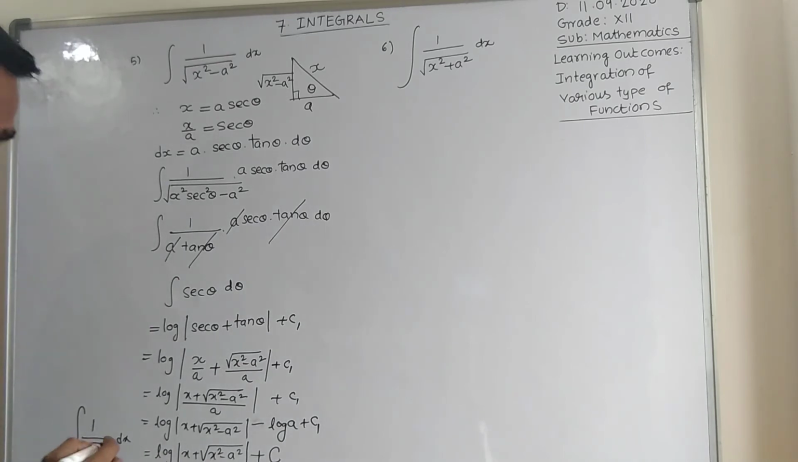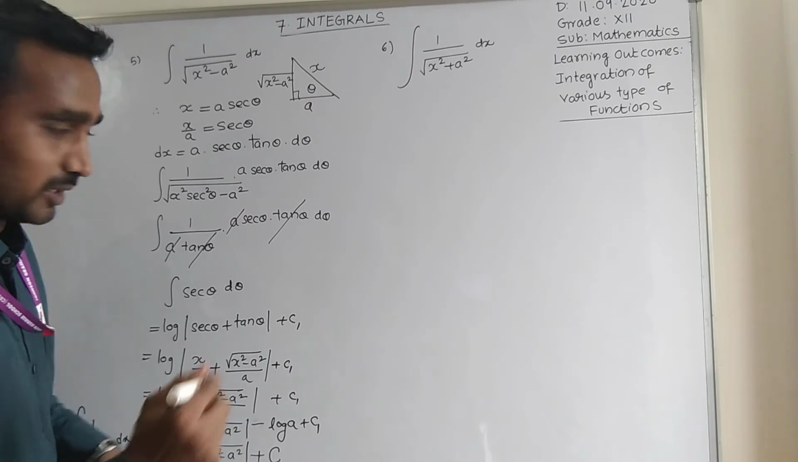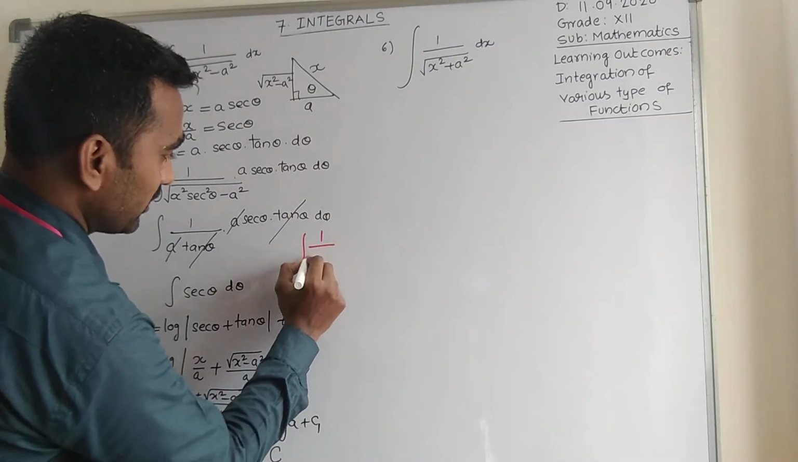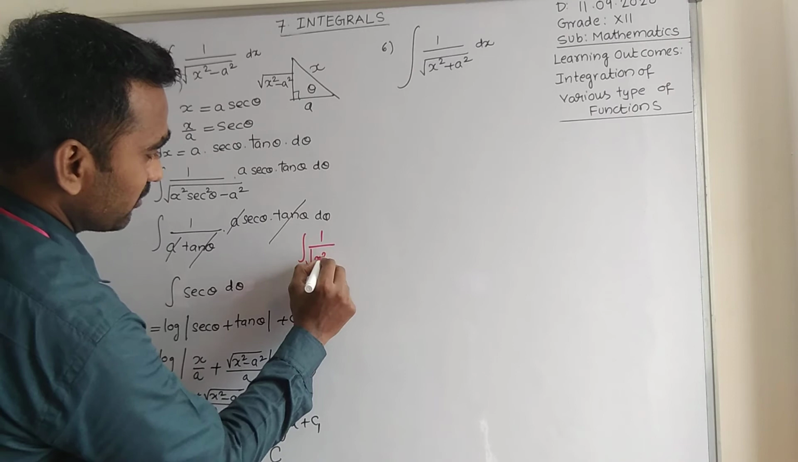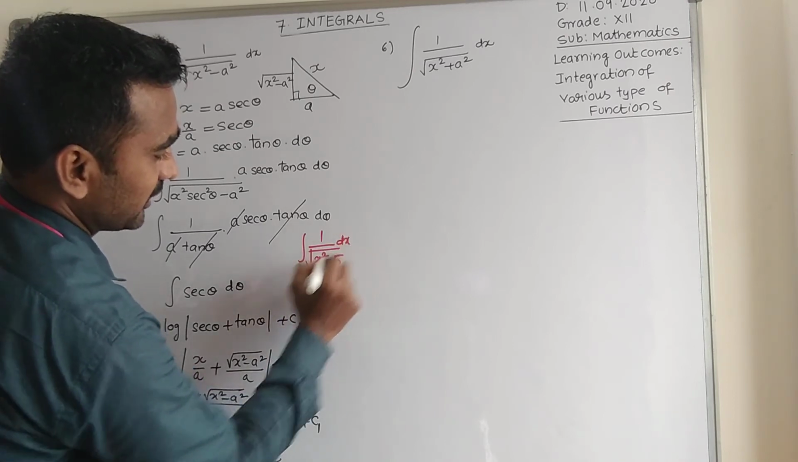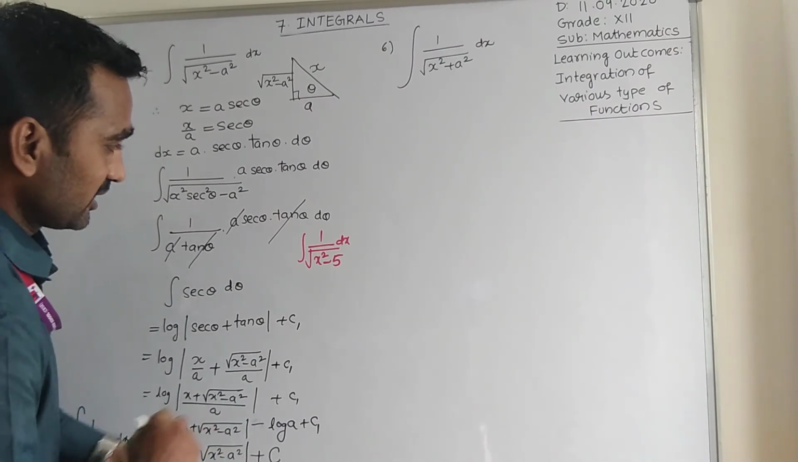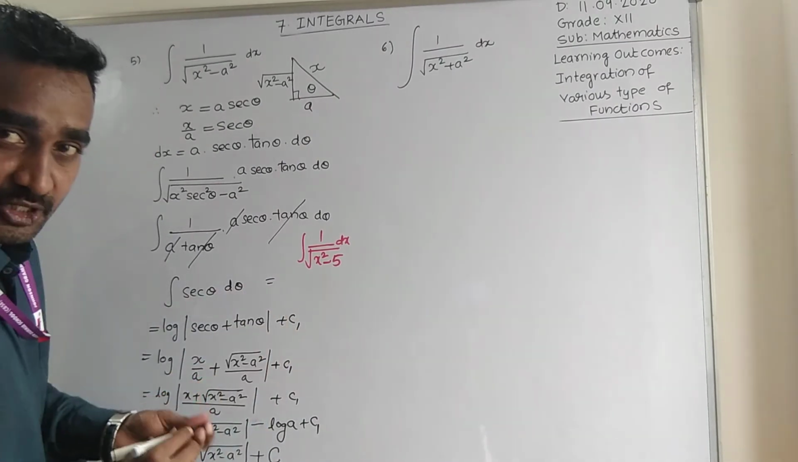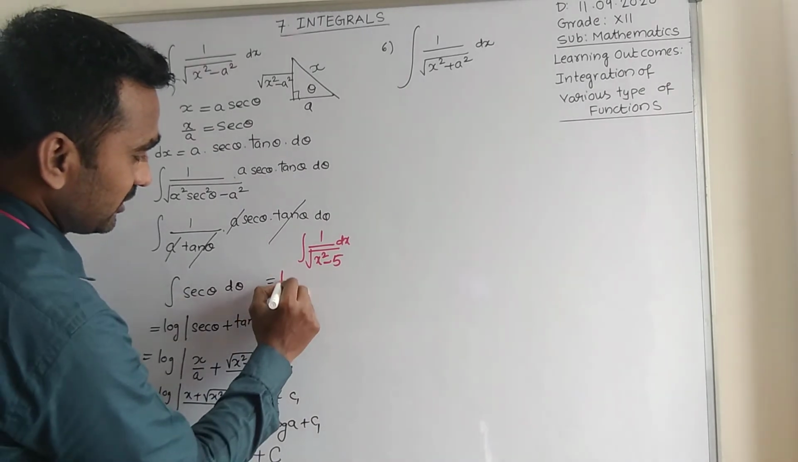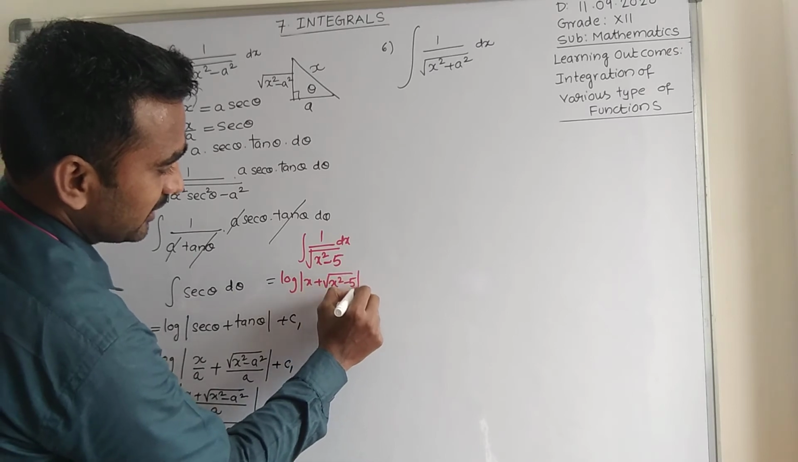Yeah students, one example here. One question is integration of 1 upon root over x square minus 5 dx. Okay, one example: this answer is equal to logarithm of x plus root over x square minus 5 plus c.